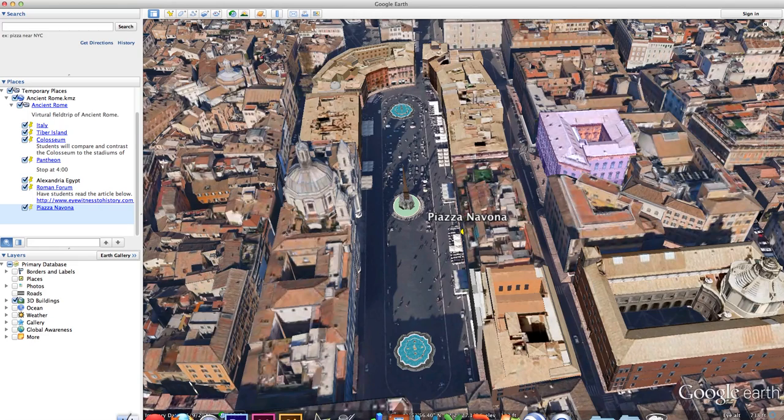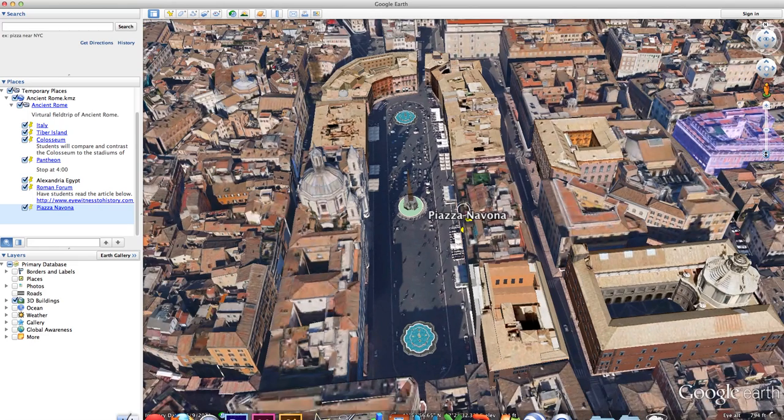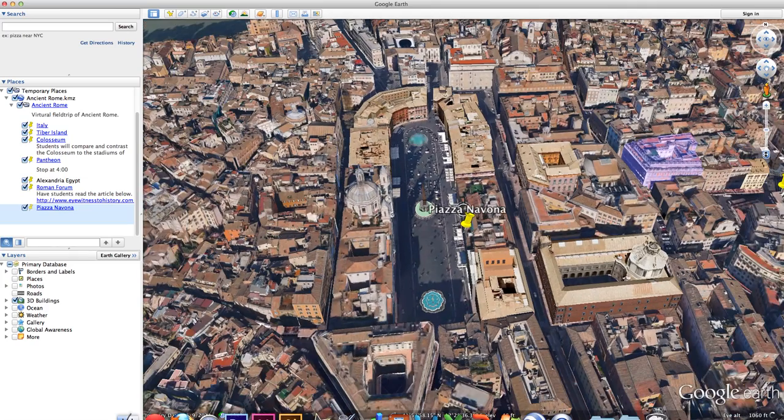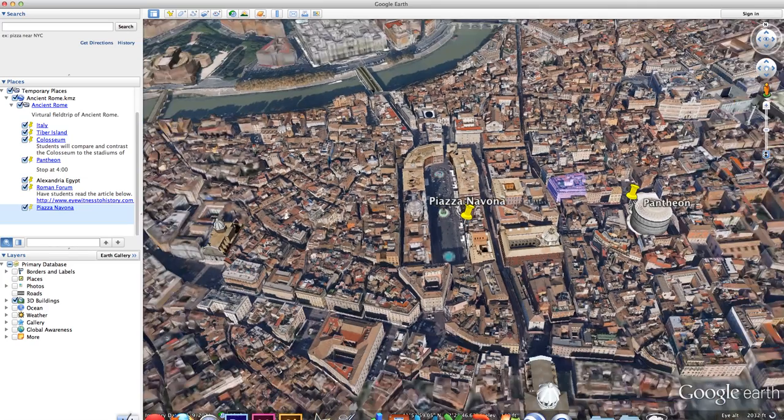Thank you for taking this wonderful journey through the ancient city of Rome with us. We hope you've enjoyed visiting Rome and learning about its unique history.